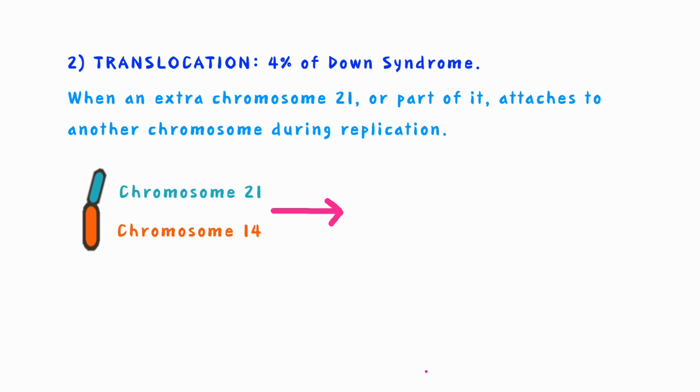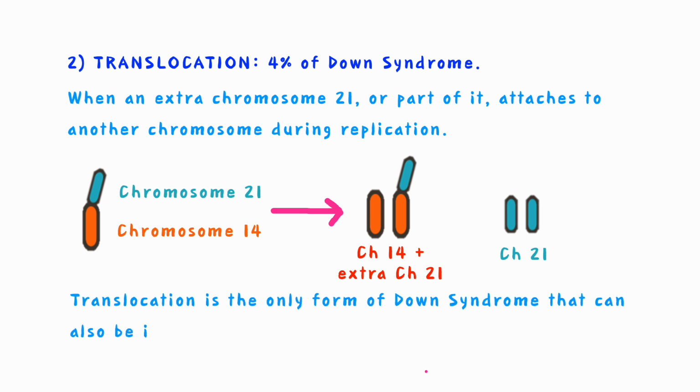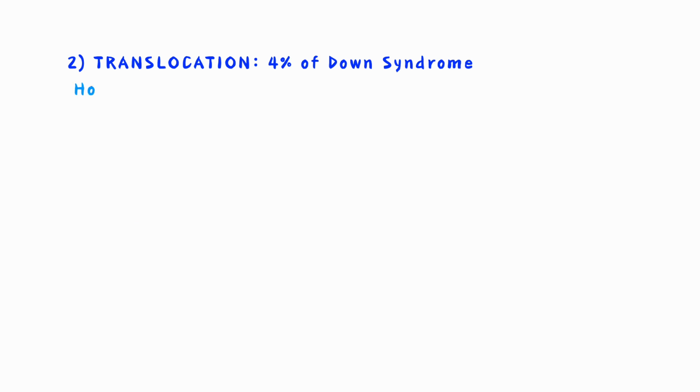These cells will therefore have a pair of chromosome 14 with a chromosome 21 attached to it, and will also have a pair of chromosome 21. Therefore, this will result in trisomy 21. It is also worth noting that translocation is the only form of Down syndrome that can be inherited from a parent. So how is translocation inherited?